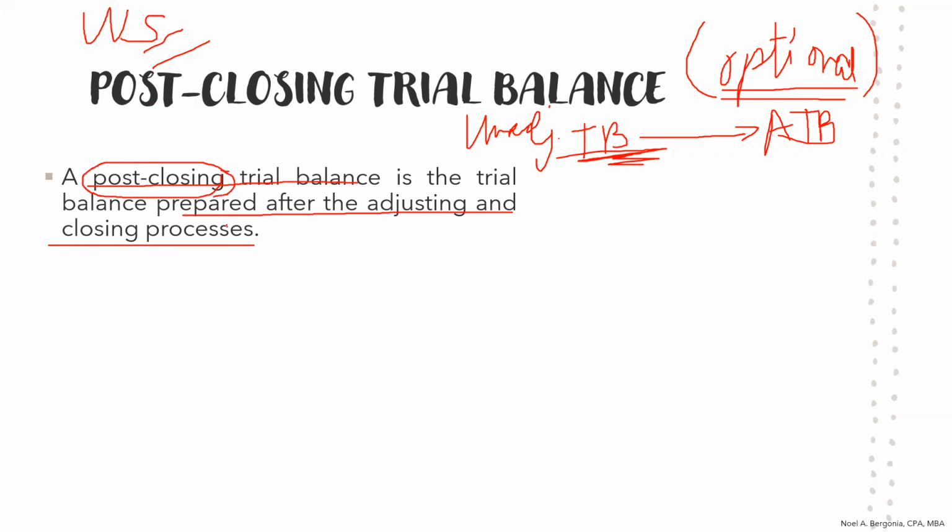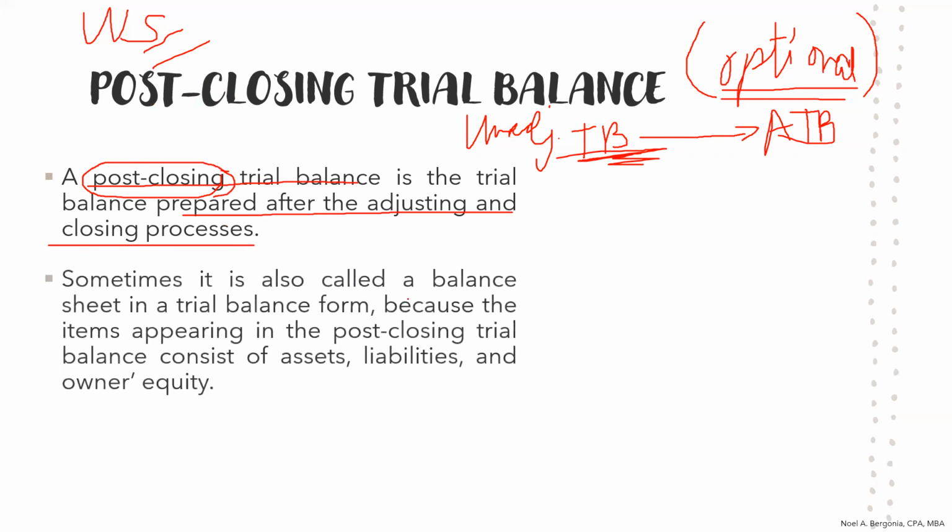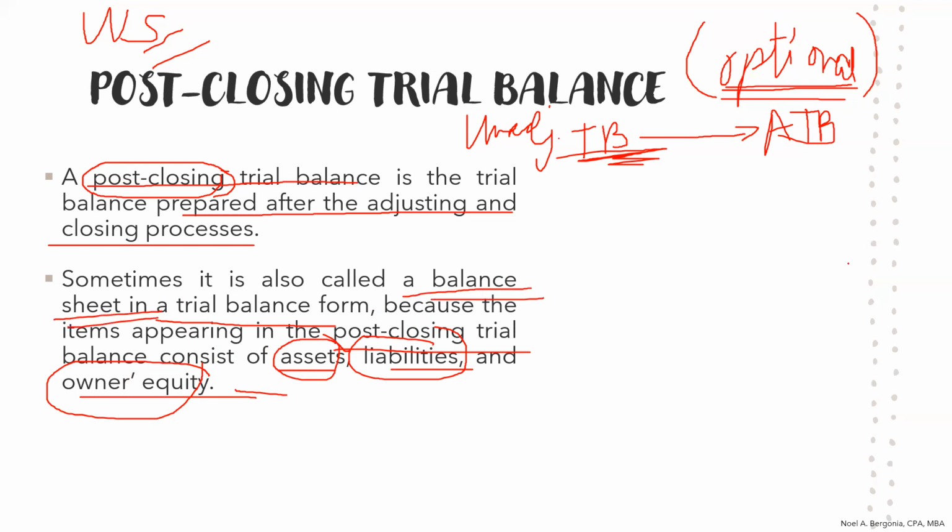closing process. Okay, so it is also sometimes called balance sheet in trial balance form because what will just be appearing in the post-closing trial balance consists of the assets, liabilities, and capital. That's also explaining us bakit optional step lang siya. Kasi ang makikita dito is yung asset, liabilities, and capital. E saan ba natin makikita itong mga elements na to? Hindi ba nakikita na yan dun sa balance sheet? So parang ang konsepto lang, kaya siya naging optional, it's because may balance sheet na eh. Makikita mo na equal yung asset at saka liabilities and capital. So why prepare pa post-closing trial balance?